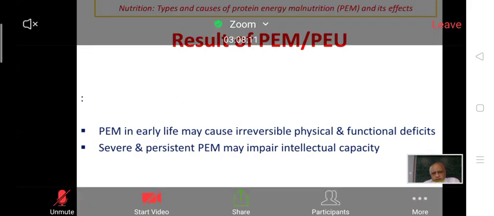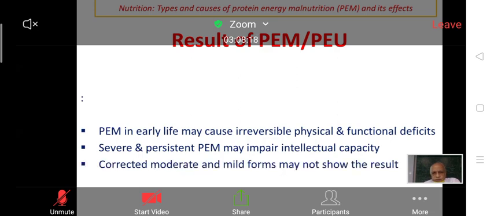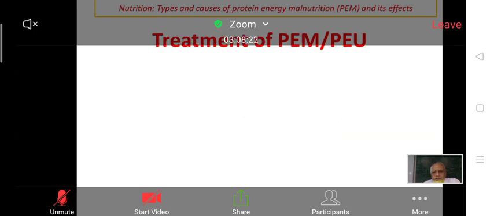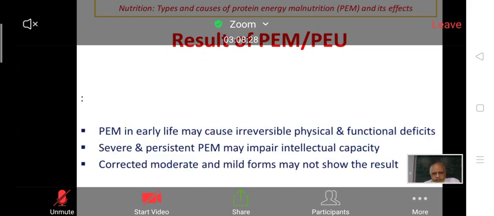and persistent malnutrition may impair intellectual capability. These are some of the changes. Corrected, moderate, and mild forms may not show these results, but they are the usual outcomes. Now, for the treatment of malnutrition, what is recommended is that in early life, it may cause physical and functional deficits. This I told you already.